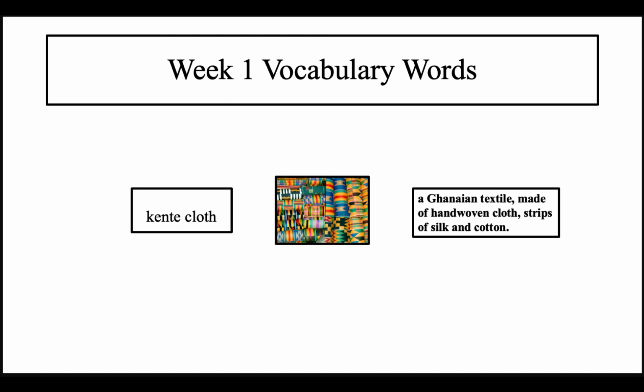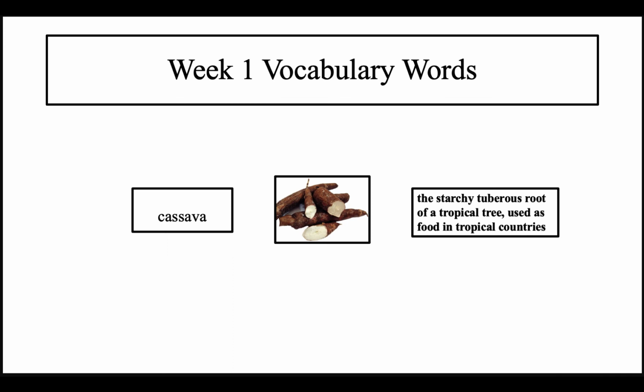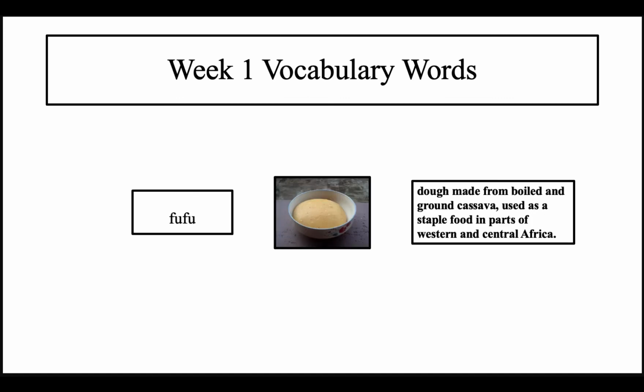All right, the very first term is kente cloth, a Ghanaian textile made of hand-woven cloth, silks, and cotton. Cassava, a starchy tuberous root of a tropical tree used as food in tropical countries. Fufu, a dough made from boiled and ground cassava used as a staple food in parts of Western and Central Africa.